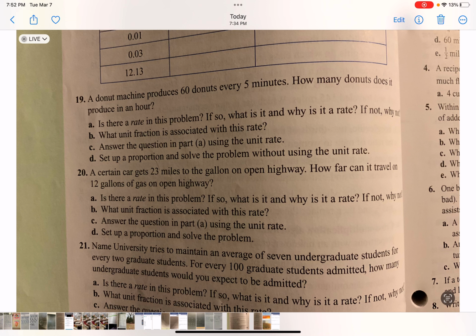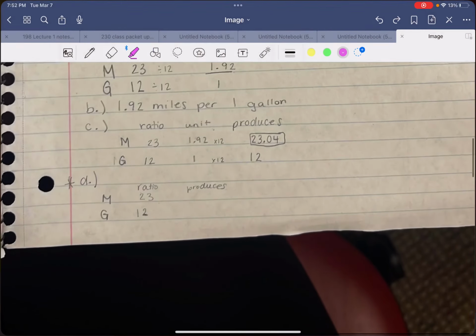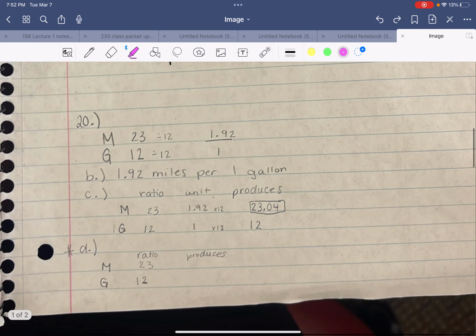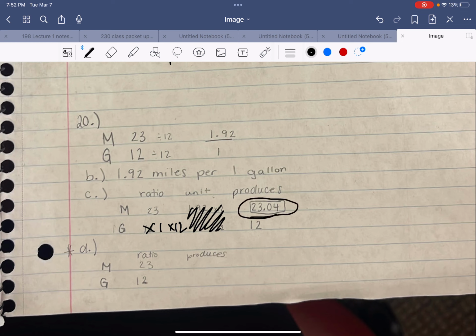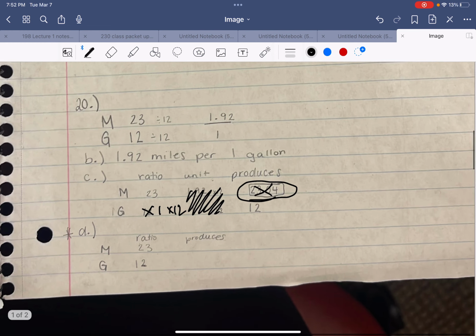Okay. All right. So now I see what's going on. So you have 12 miles to the gallon. So that means 12 miles to 1 gallon. How far can it travel on 12 gallons of gas? So when I go back to your homework, what I see here is that you need to say that this is 23 miles to 1 gallon. And then you're trying to figure out how many gallons. So this would not be here. And you would multiply by 12 to get your number of miles for 12 gallons. Okay, so this one isn't correct, and you'll have to go back and fix that.